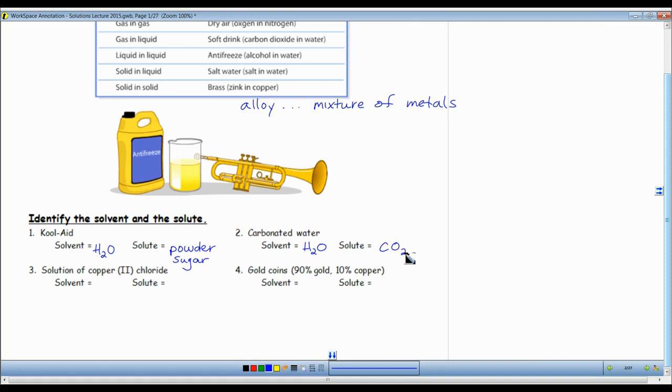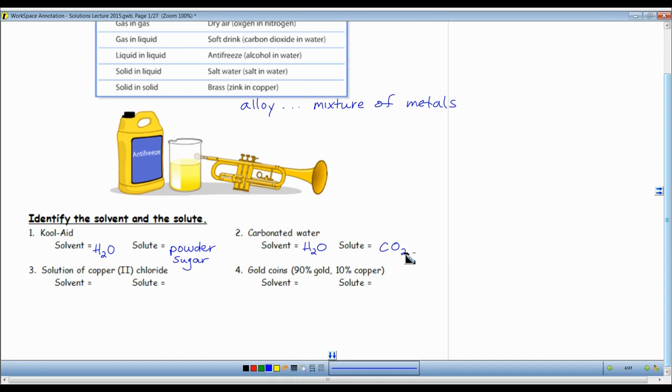A solution of copper 2 chloride. Okay, so we're going to make solutions. You've used solutions all year, and I mean, secretly you have made them. We may not have thought much about what we were doing at the time. Copper 2 chloride is a solid. It's like a green crystalline solid, ionic solid.